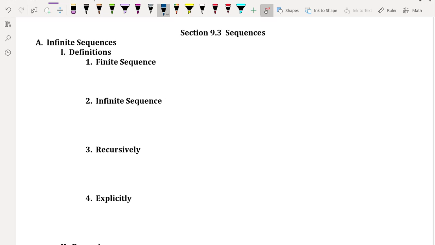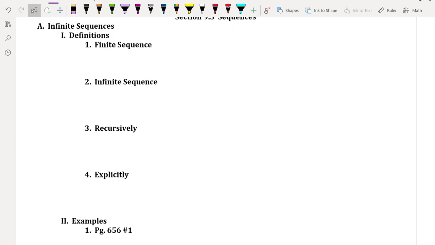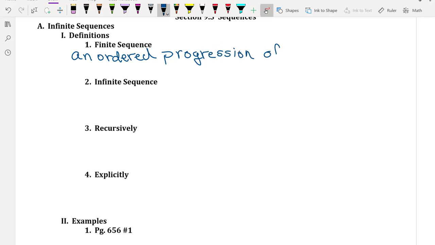So we are talking first about infinite sequences. We have two types of sequences that we look at. The first type is a finite sequence, and then we can use that to define an infinite sequence. So a finite sequence is an ordered progression of numbers that has a finite number of terms.